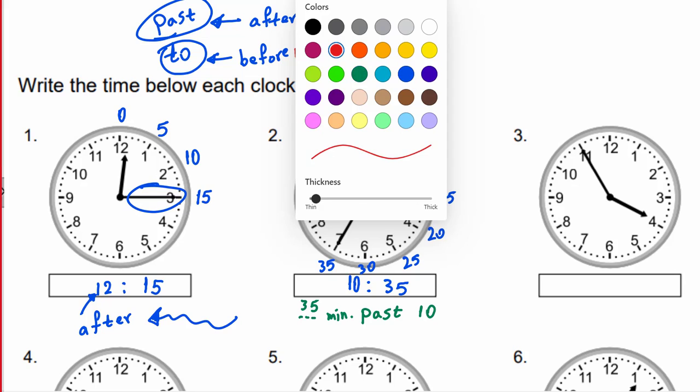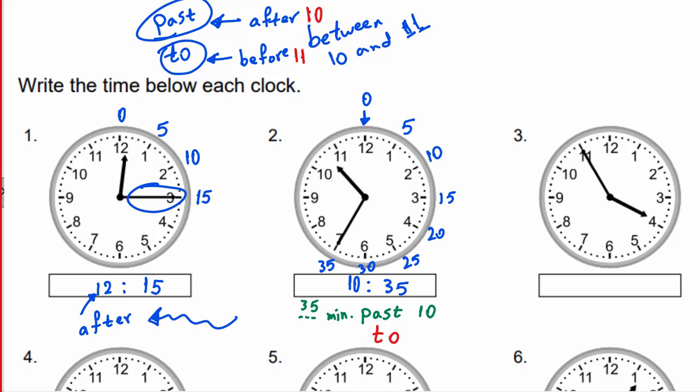Okay, let's see how to read it using to. If we use to, we cannot write here 10. We should write 11 because it's before 11 o'clock. We didn't reach 11 yet. And the question now, how many minutes to reach 11 o'clock? Ammar, can you help? How many minutes do we need to reach 11 o'clock? Let's count them. From here to here, it's 5, 10, 25. Okay, thank you, Ammar.